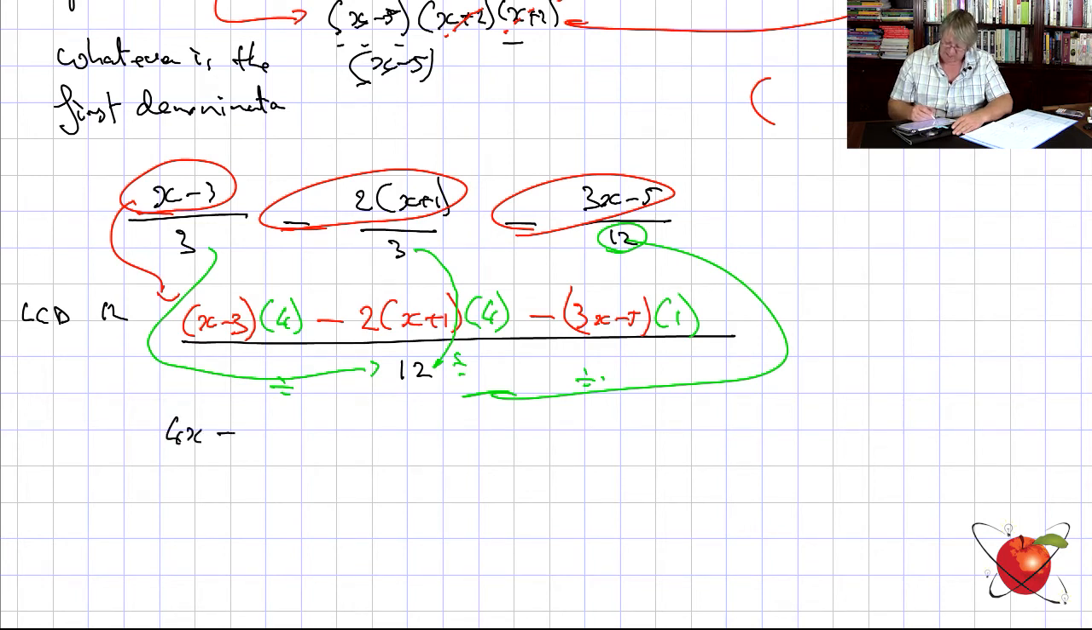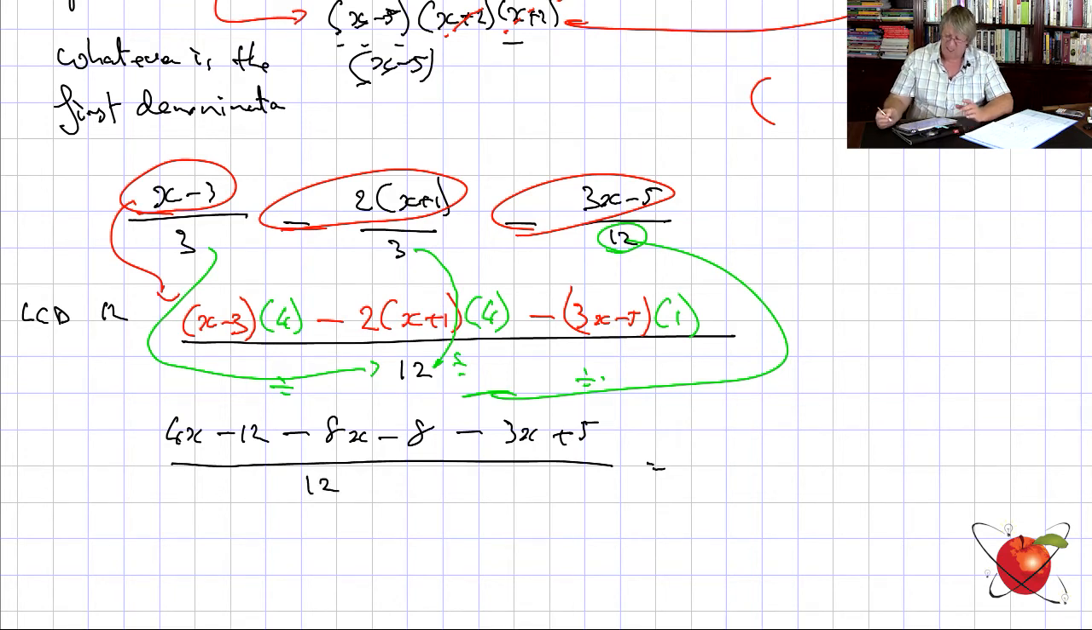That's going to be 4x minus 12 minus 2x minus 2, but there's a 4. So actually, whoops, can you see? First of all, it's minus 2 times 4 is minus 8 times that. Okay? Correct? It's minus 8x minus 8. Okay? Then we've got here a minus 3x plus 5. Okay? All over 12. Now the next step is we simplify the top.